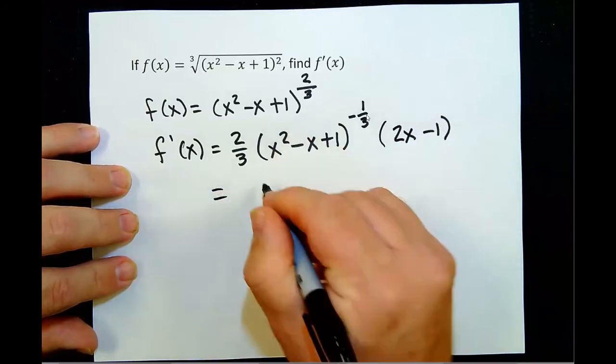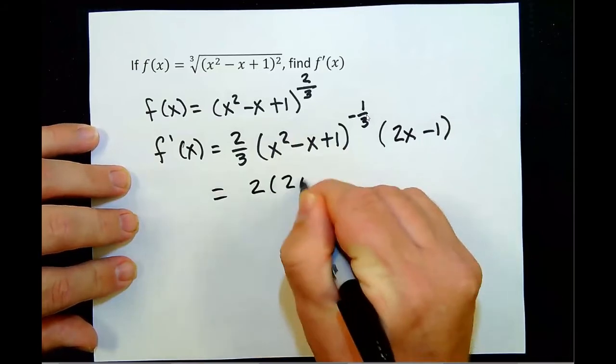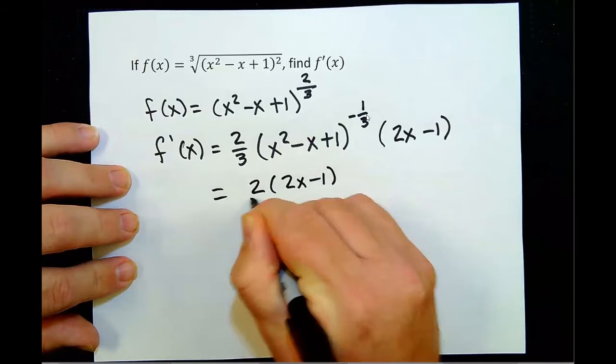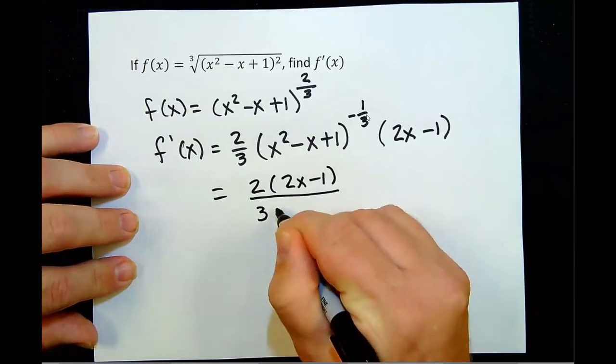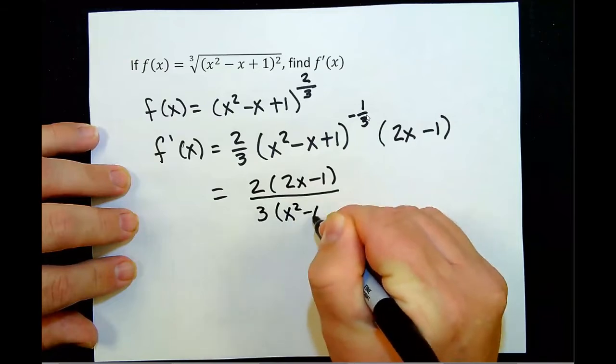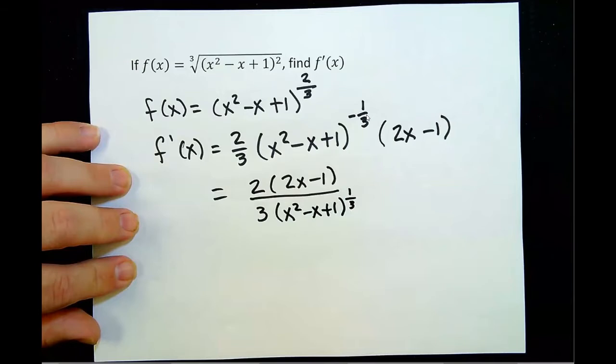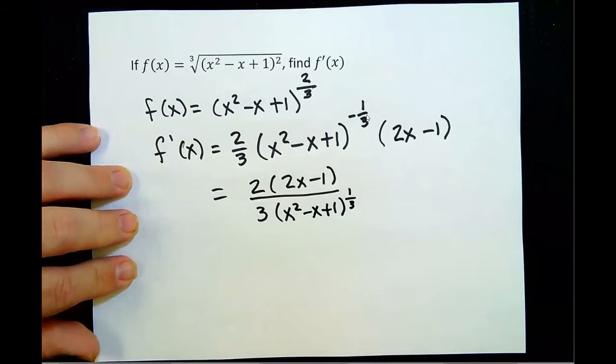So I rewrite it. I'm going to put this up top: 2x minus 1, over 3, and then x squared minus x plus 1 to the 1/3 power. And no, you don't have to rationalize the denominator.